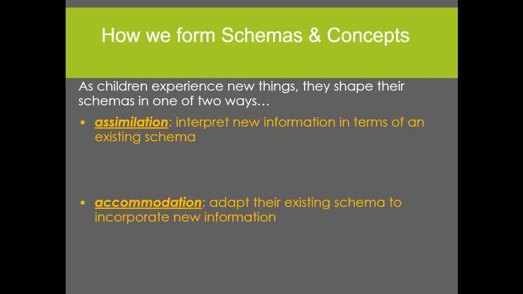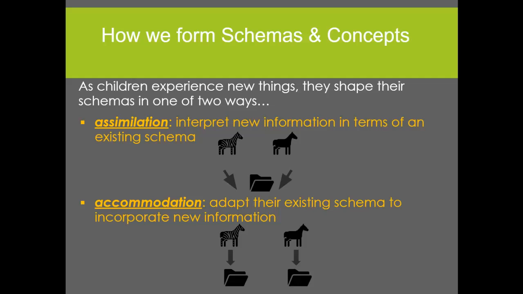With assimilation, they interpret the new information in terms of an existing schema. So she sees a zebra. Well, a zebra is a lot like a horse, so she blends that zebra into her existing schema for horse, and that's assimilation. With accommodation, once they start to learn new information, they adapt their existing schema to incorporate it. So now she's learned, oh, a zebra has stripes, the horse does not have stripes. So she creates a separate schema for zebra and horse.